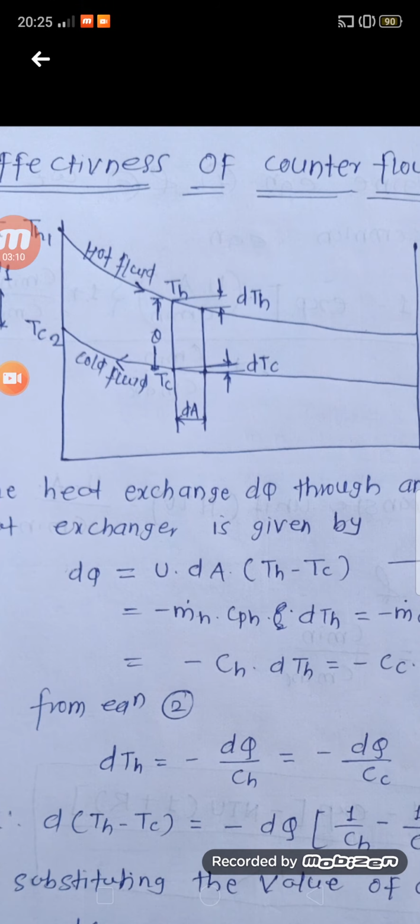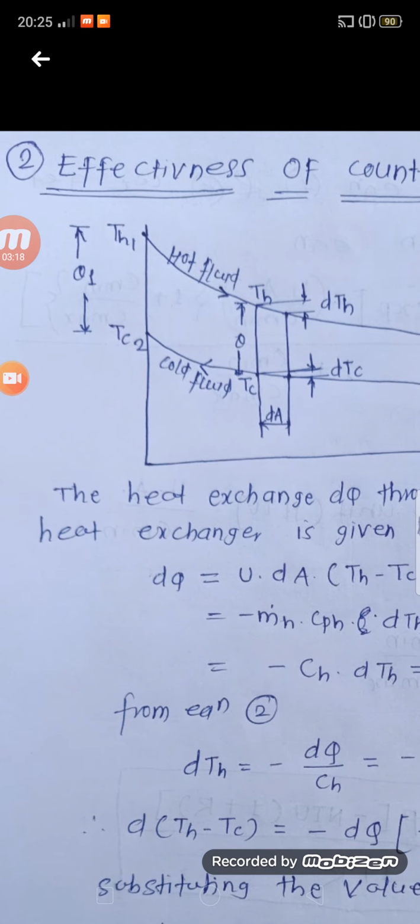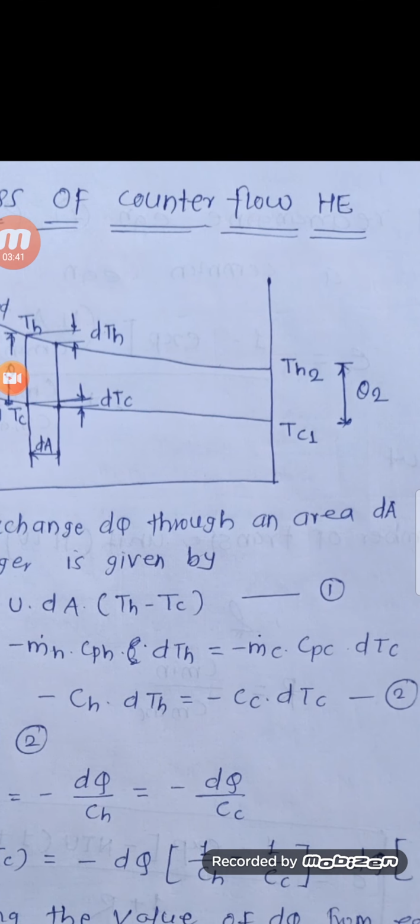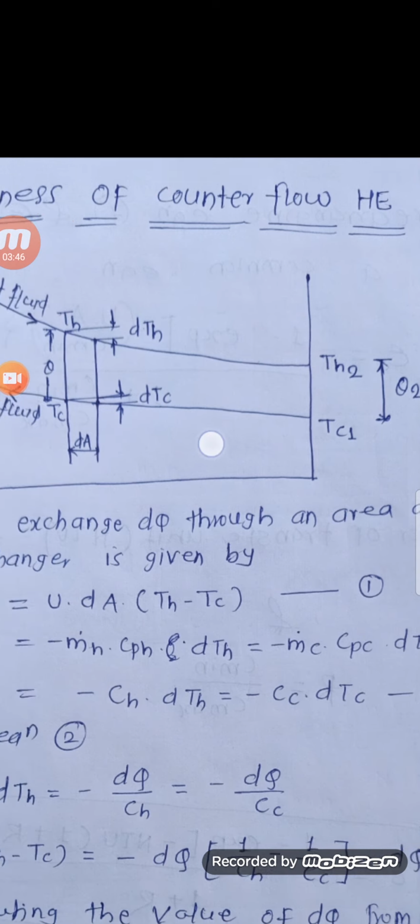The temperature difference between TH and TC is nothing but theta. And the temperature difference between TH1 and TC2 is theta 1. In the parallel flow heat exchanger, TH1 minus TC1 is theta 1. But for the counterflow heat exchanger, TH1 minus TC2 is theta 1. And what about theta 2? The temperature difference between TH2 and TC1 is theta 2.